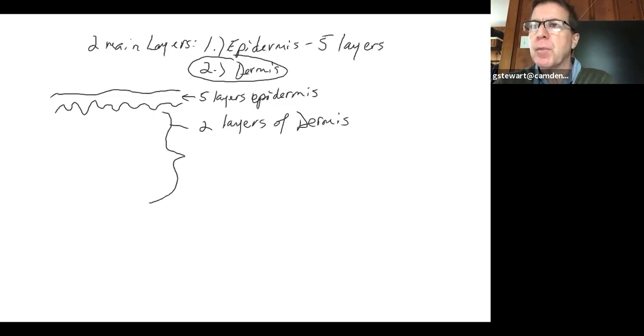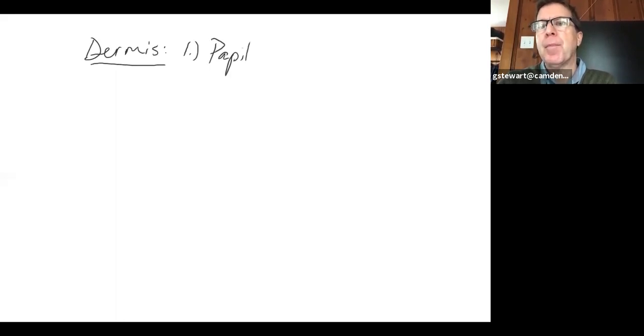So I'm going to quickly pull up a new whiteboard and just talk about the dermis. The first layer of the dermis is called the papillary dermis. The word papillary just means finger-like.